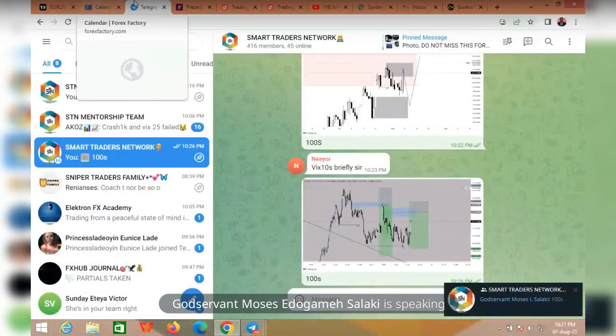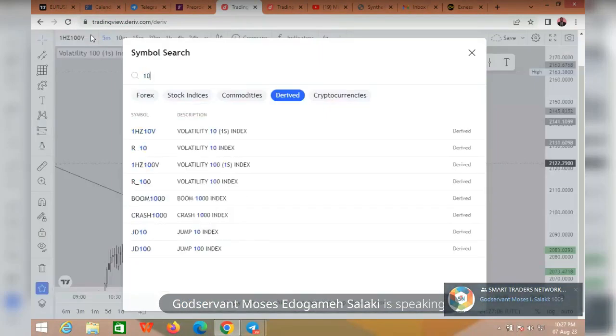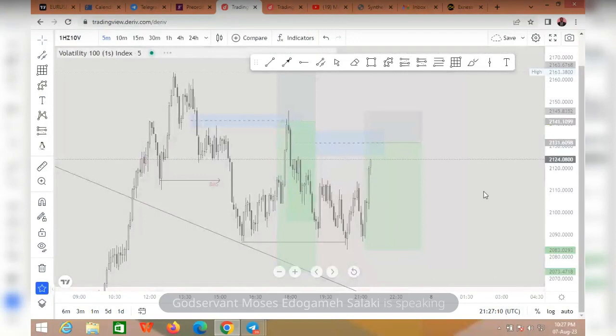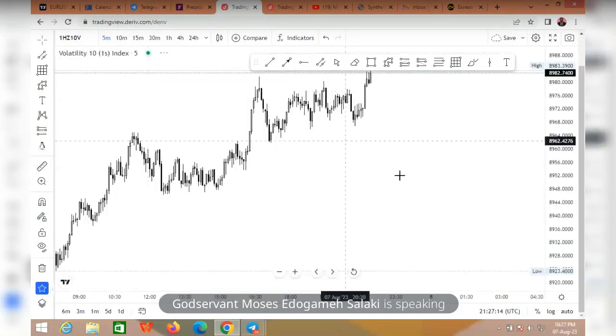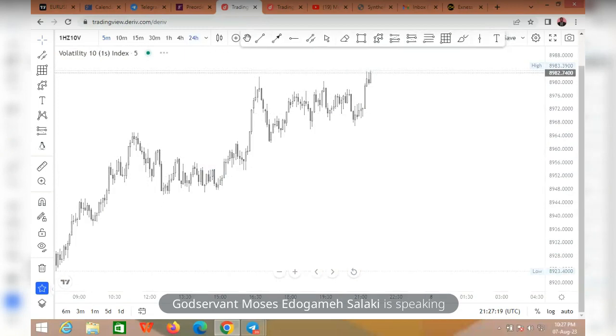It's already too long. Maybe if I'm free tomorrow, we look at other pairs, because there are some persons that don't trade these pairs we are looking at. It's Crash and Boom they trade. So maybe tomorrow we'll look at those pairs.